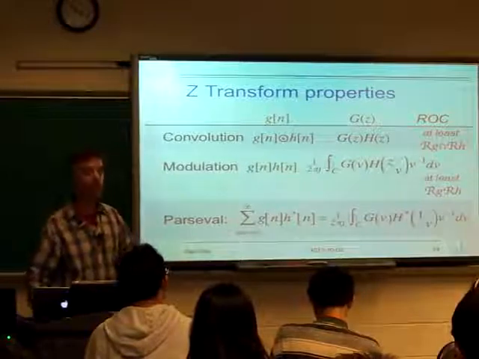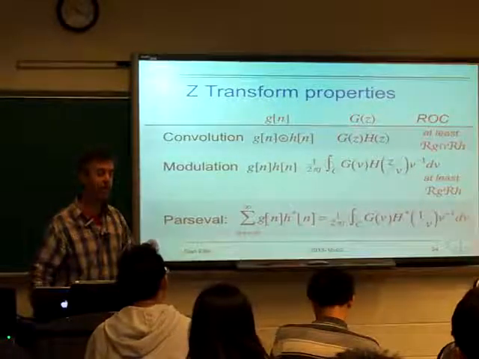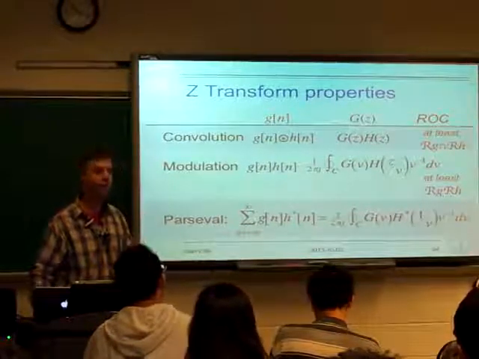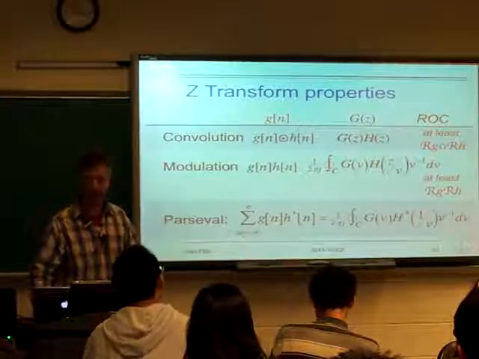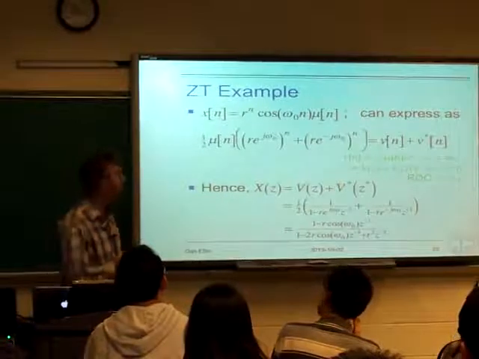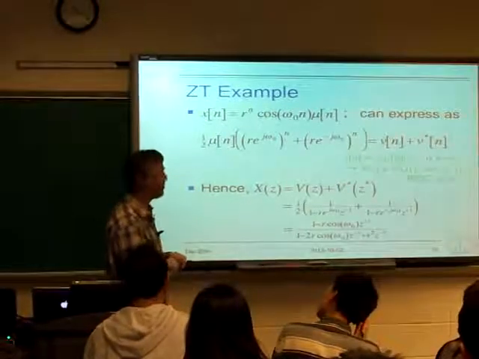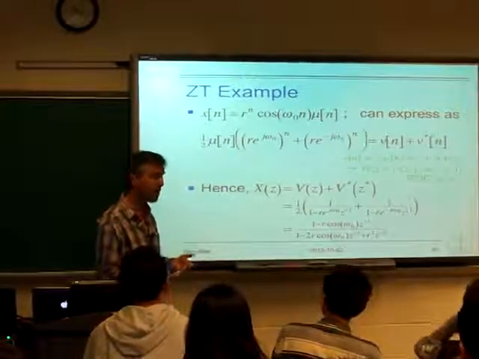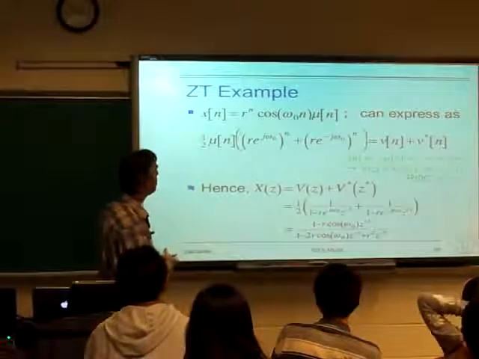And this idea of getting to the properties of the DTFT from the features in the z-plane is what we're going to examine for the next couple of lectures. Before we get there, let's just run through an example of using the z-transform identities to solve a problem.